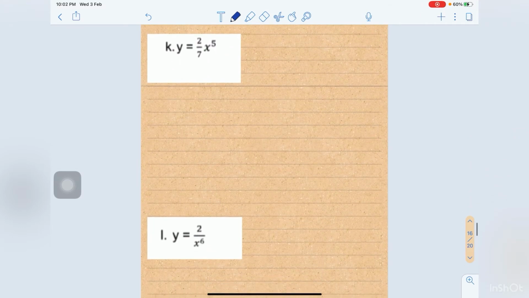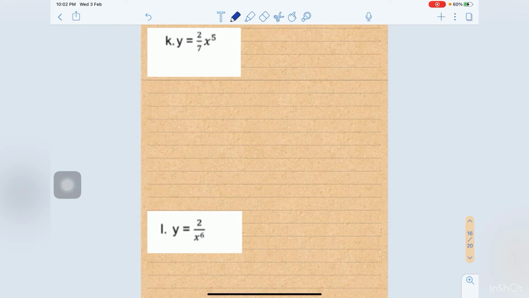Next question. y in terms of x. Differentiate, we get dy/dx equals, we move the power in front, so 5 times 2/7, x to the power of 5 minus 1. Here it is 10/7 x^4.